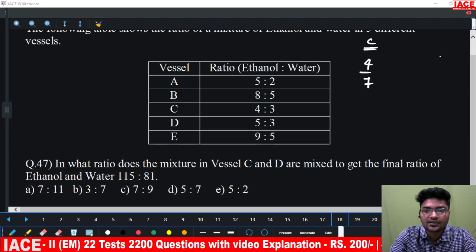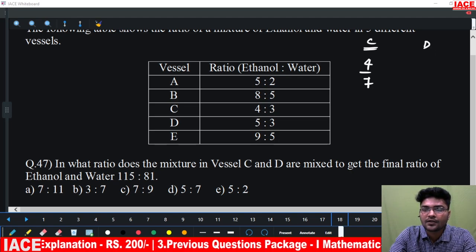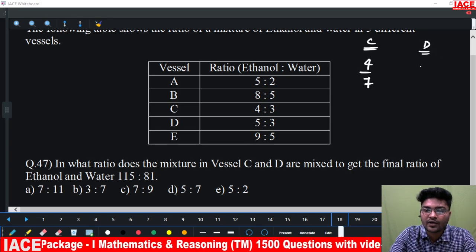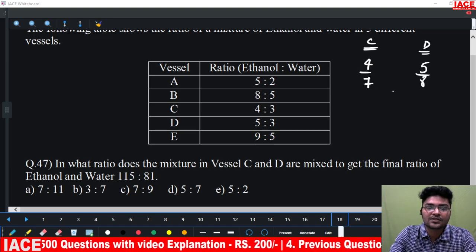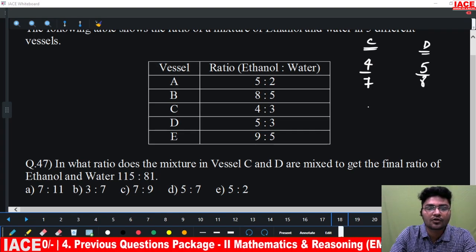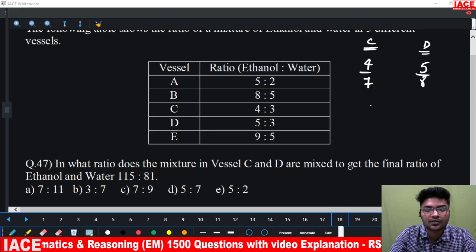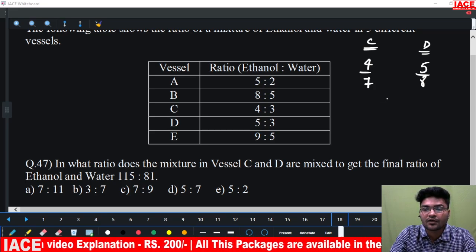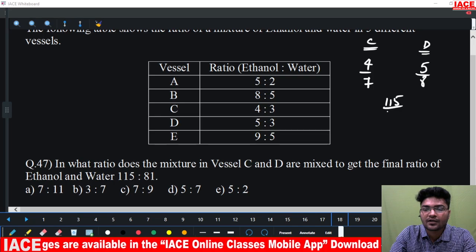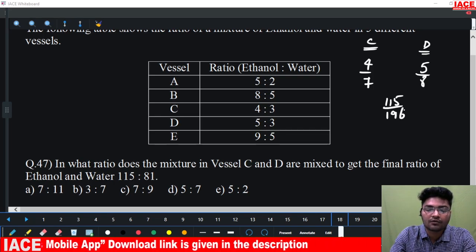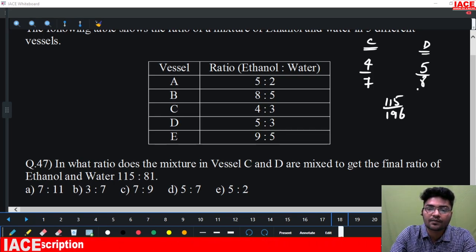In D, ethanol is how much? In D, ethanol is 5 by 8. Now once these two are mixed, finally ethanol to water is 115 to 81. 115 to 81 means what we have? 115 divided by 196. Now apply alligations.